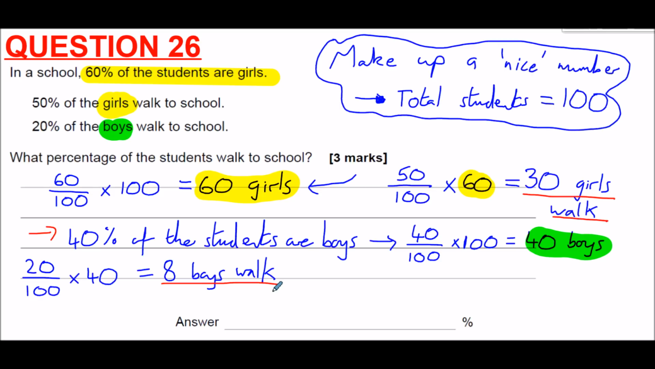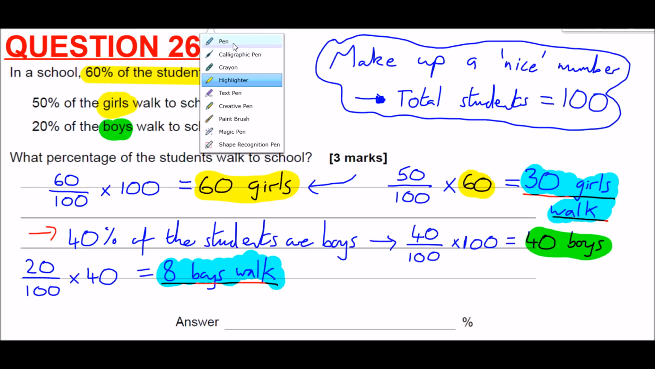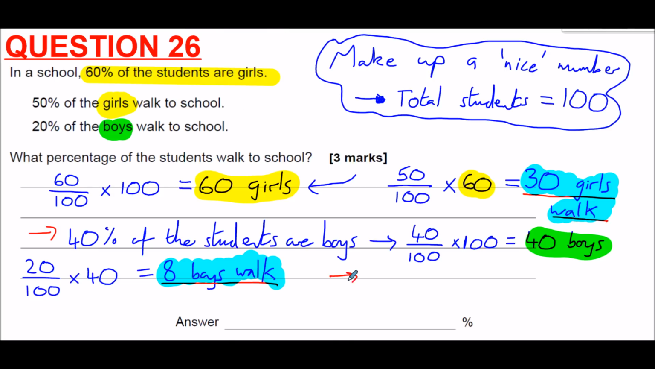The question's asking us for the percentage of students that walk to school. So that means girls and boys combined. So if 30 girls walk, and also 8 boys walk, that tells us that the grand total number of walking students is 30 plus 8, means 38 students walk to school.